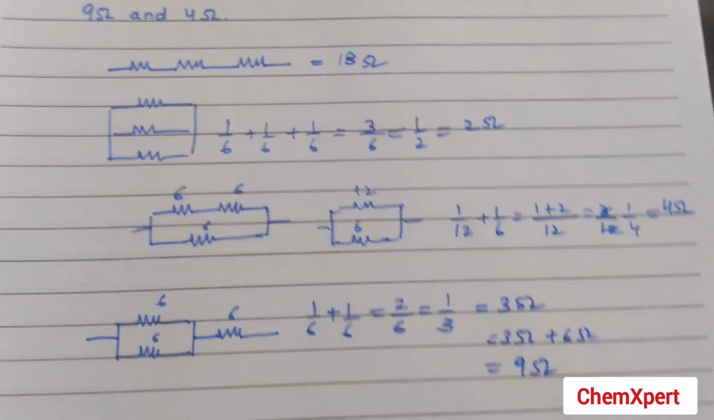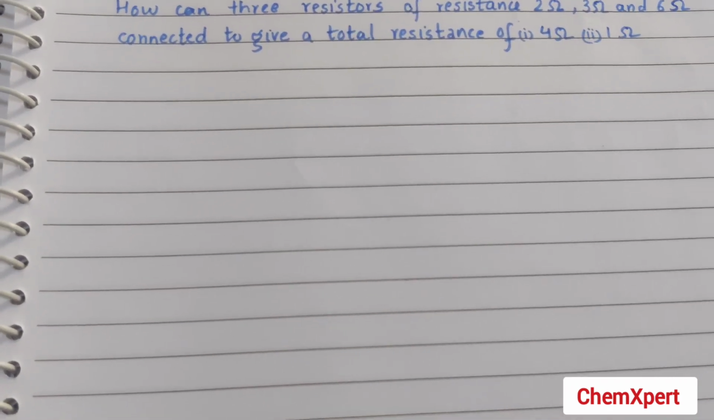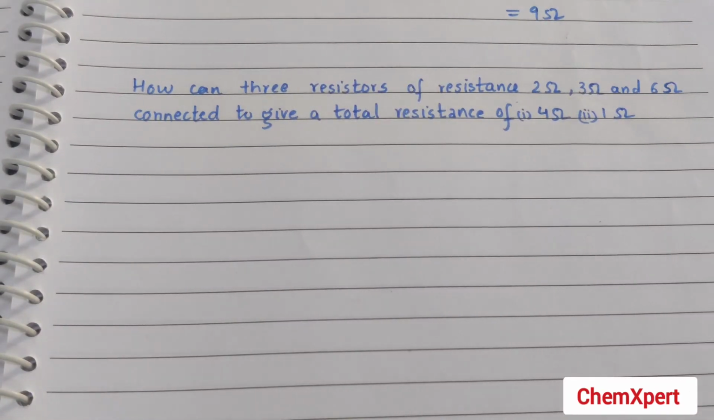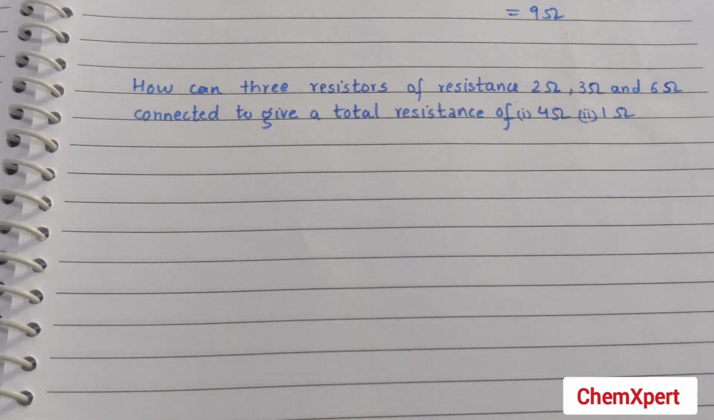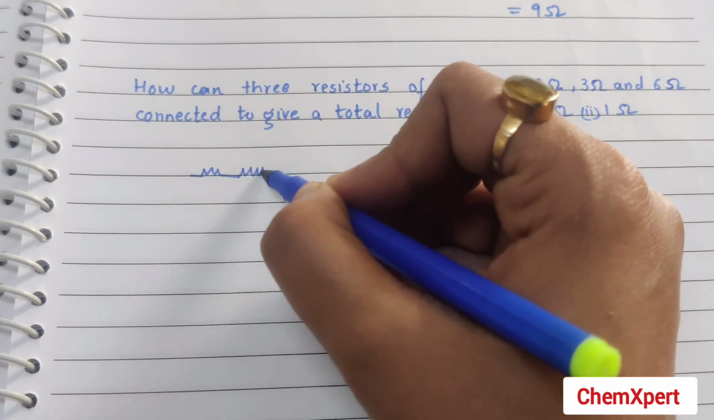Now again a similar type of question but with different values here. Now we have to connect 2 ohm, 3 ohm and 6 ohm so that the net resistance will become 4 ohm and 1 ohm. So first of all, we are just starting by connecting them all in series.